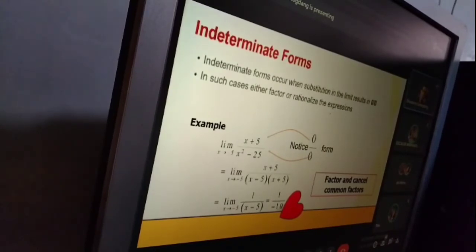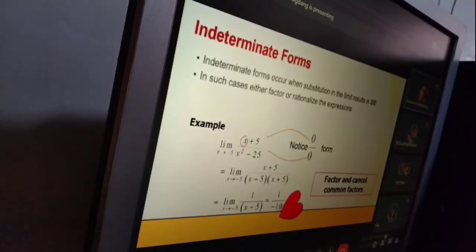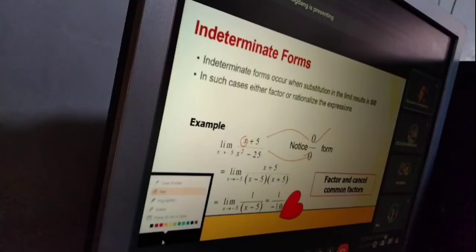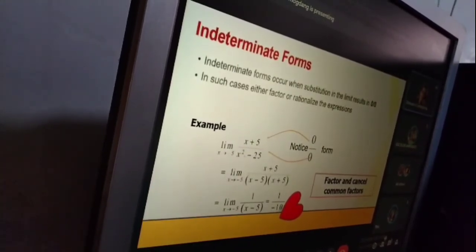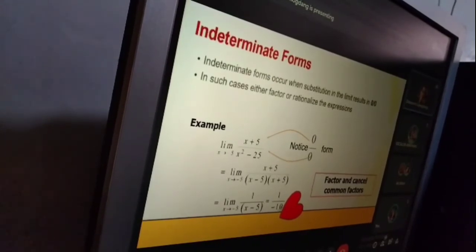Katulad sa halimbawa natin dito, find the limit of x plus 5 all over x squared minus 25 as x approaches negative 5. Kapag direct substitution natin, palitan natin ng negative 5. Negative 5 plus 5, 0 siya. Negative 5 squared is 25 minus 25, 0 siya. So indeterminate yung nagiging sagot. Kung kaya, pwede nating gamitan ng factoring. Ma-factor natin yung x squared minus 25 sa x plus 5 times x minus 5. Makakancel na natin, at ito na lang ang matitira.